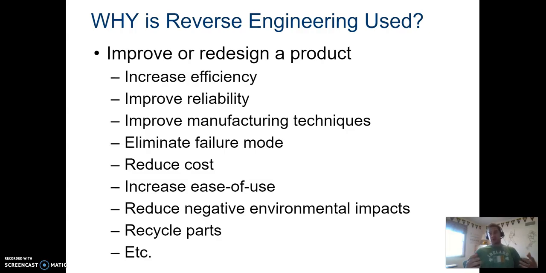Finally, and this is probably more so a real-world application that you guys are used to seeing, we might want to reverse engineer something for the sake of improving or redesigning a product. And you see all those different subcategories to that. If you want to take something and make it more efficient, or make it more reliable, or reduce the cost of it, all those are reasons that you might want to take a look at a product and say, how was this product built so that we can do it better?